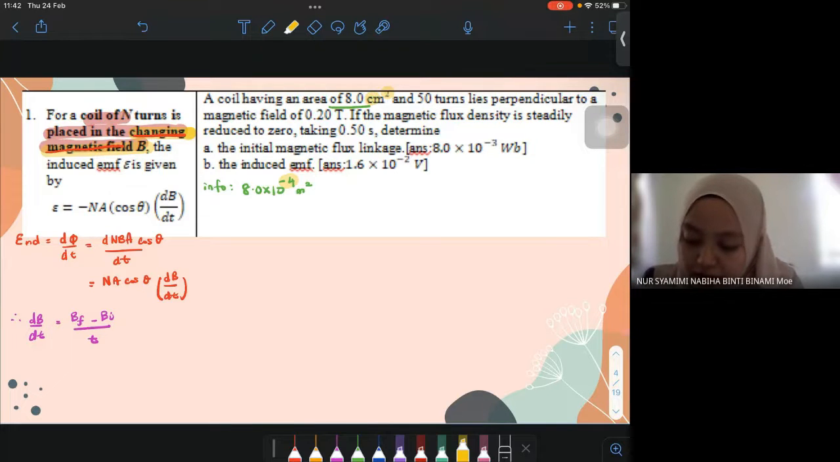Okay, next we have number of turns, 50 turns, and it is perpendicular to the magnetic field. So berapakah kita punya theta?